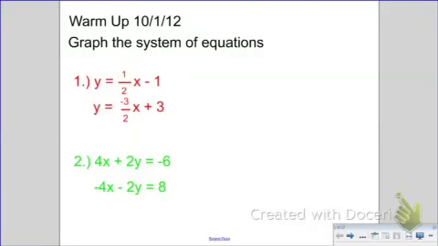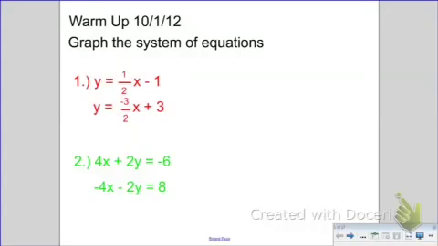Okay, first off, let's review some of the graphing that we learned in our last lesson. If you feel like you're fine doing the graphing, you can go ahead and ignore this section and skip ahead to the title and the objective and start your notes there. But for the rest of you, here's a little review on the graphing of systems of equations.